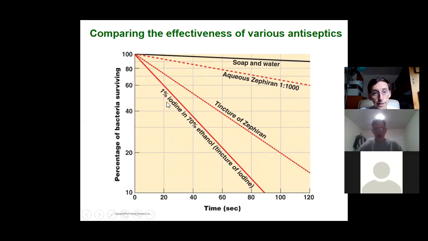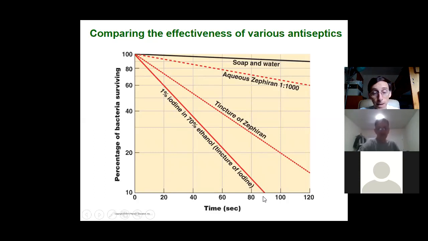And then 1% iodine, meaning tincture of iodine. In only 20 seconds, sorry. Don't ask me why I said 10 minutes. 20 seconds, you have a 60% kill rate. And then at 90 seconds, it looks like, you have a kill rate of 90%.